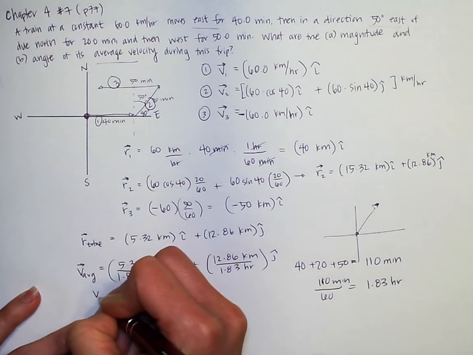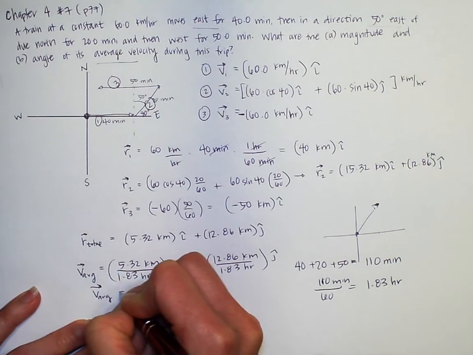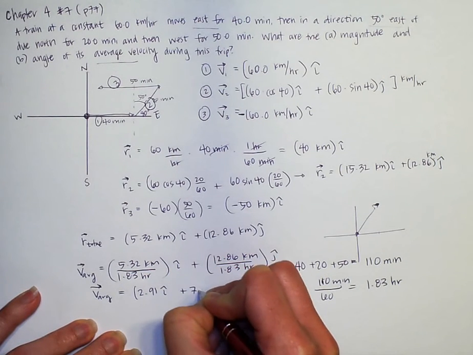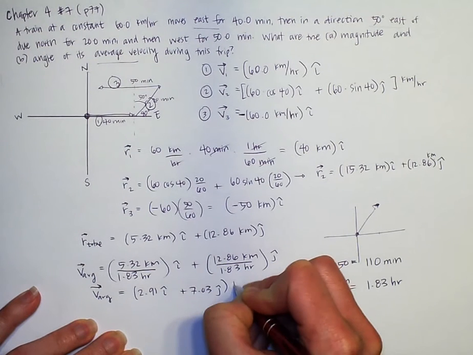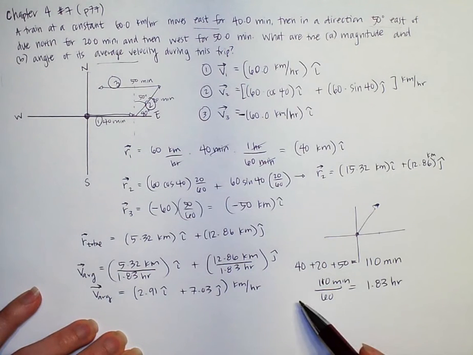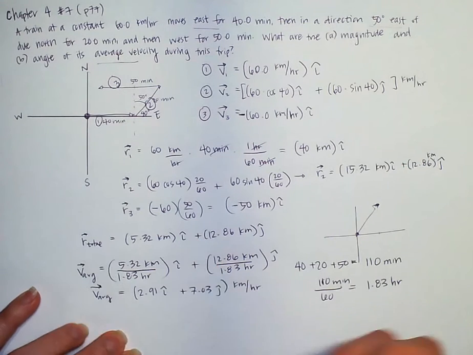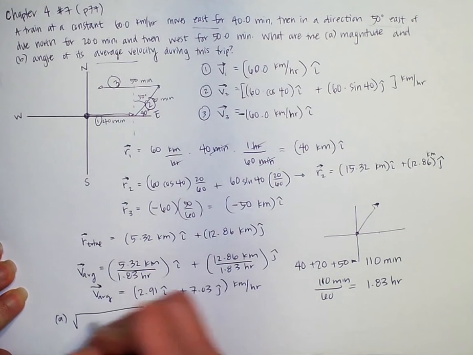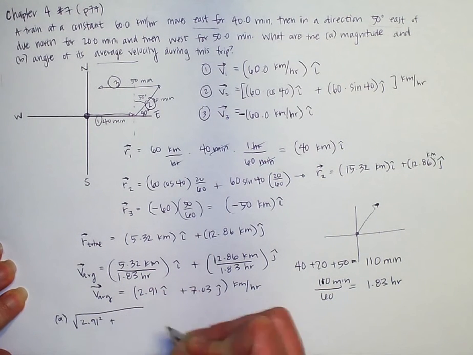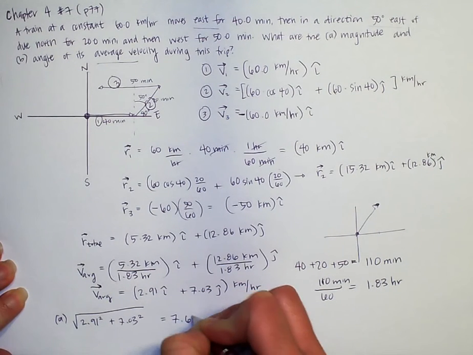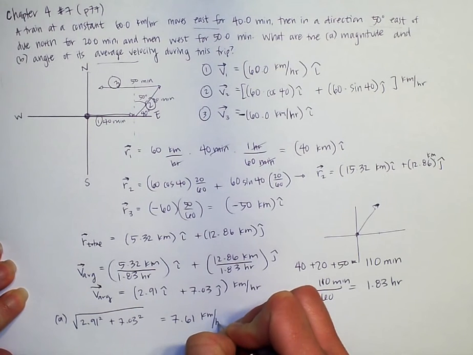And so we'll find out that our average velocity is 2.91 i hat plus 7.03 j hat kilometers per hour. So we did that by finding our position, dividing it by time to get our average velocity. Our last step is to get the magnitude and the angle. So in order to get the magnitude, we would just use the Pythagorean theorem. So for part A, we would have the square root of 2.91 squared plus 7.03 squared. And this will turn out to be 7.61 kilometers per hour.